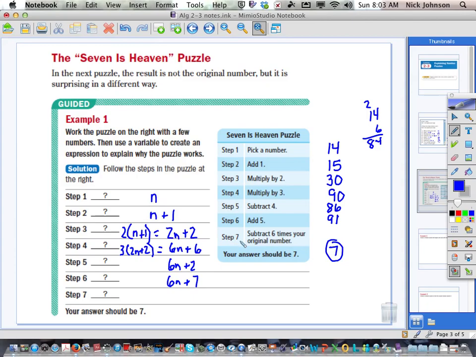And then step 7, this is where a lot of people get confused, but it says subtract 6 times your original number. Well, my original number is n. So actually what happens is you take this and you subtract 6 times the original number. So you're actually subtracting 6n, which means this and this cancel out, which leaves you with always 7. And that's how those examples work.